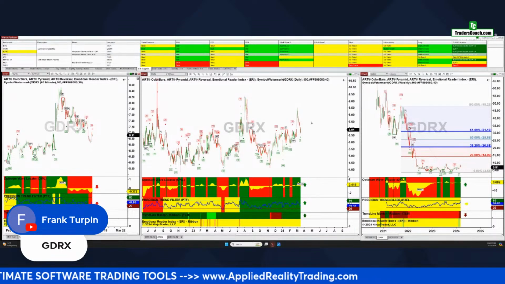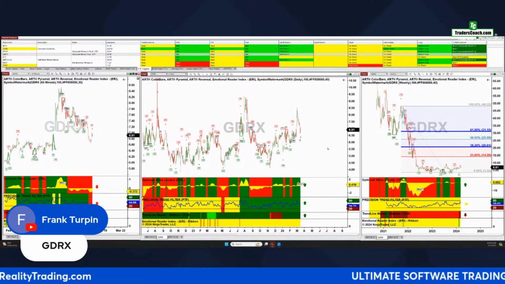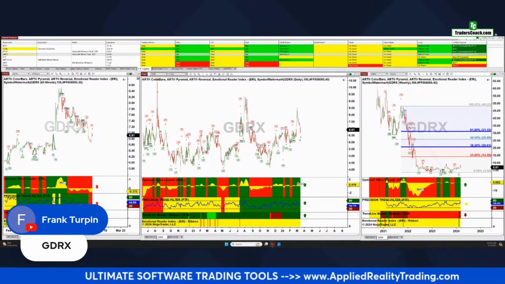Short term, the target of 850 should come fairly soon, within the next few months, three months or so. But I would not go into it now, folks, because we still got a red PTF, so it's still coming down. All right, so that's that.